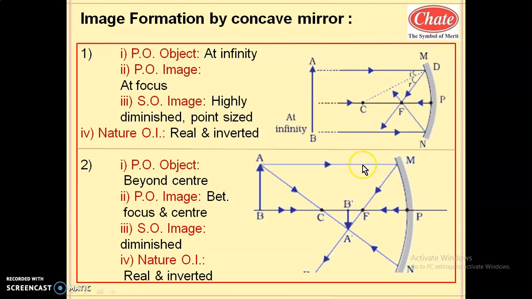mirror. So using the two rules for drawing the ray diagram, if the ray is incident parallel to the principal axis at M, this MN is your mirror, this is the size of the mirror. If the ray is incident parallel to the principal axis, then on reflection it will pass through focus. This is the first rule for drawing the ray diagram. Parallel reflection is through focus of concave mirror.